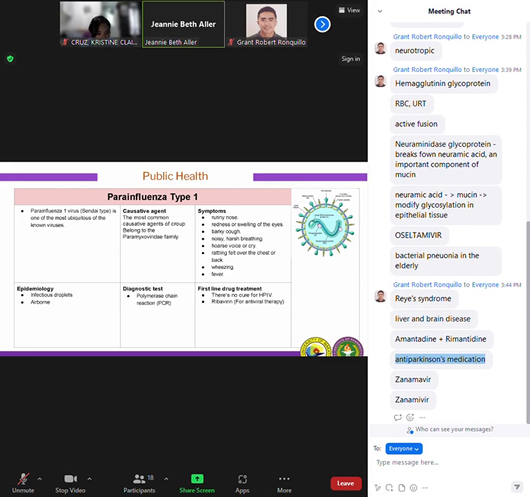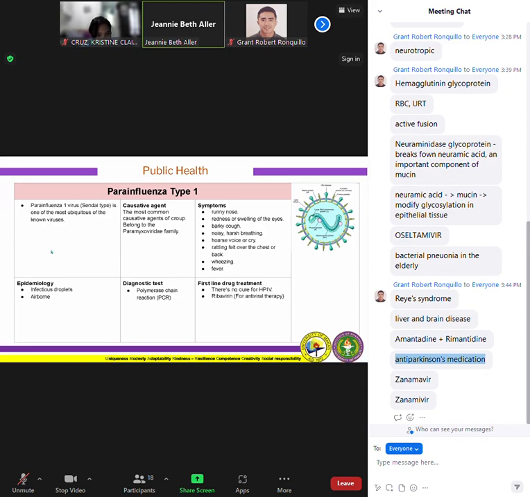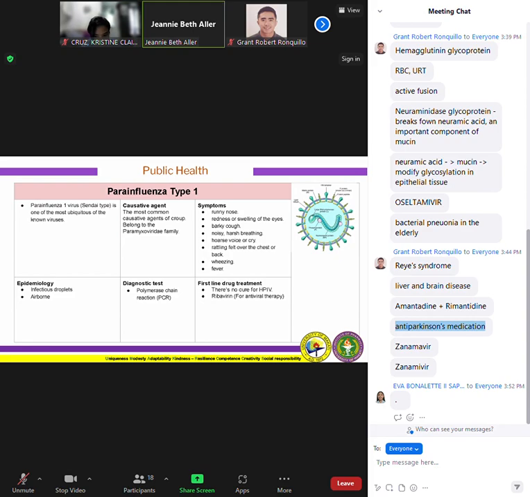For the first-line drug treatment, there is no cure for HPIV. Once you've been infected by a parainfluenza virus, it needs to run its course. If your symptoms are mild, treatment is usually at-home remedies like nasal saline, nasal suction, cold mist humidifiers, and lots of fluids. Also, Tylenol, acetaminophen, or ibuprofen can be used for the fevers. For antiviral therapy, ribavirin is recommended.